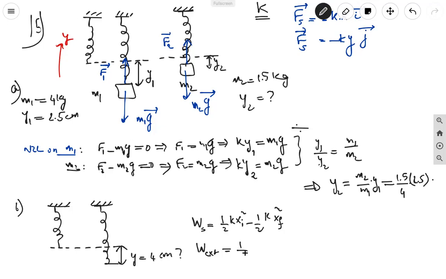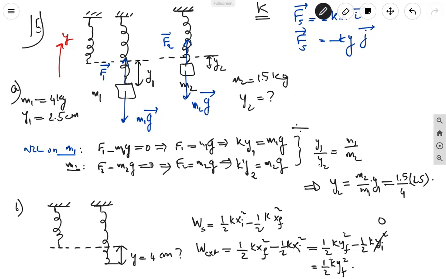And so we can write down W external is nothing else than half K x final squared minus half K x initial squared, where x initial and x final are the initial and the final position of the spring. So in this case, we don't have x, but we have y, because the spring is positioned vertically. So we have half K y final squared minus half K y initial squared. And we know that at the initial position, the spring was unstretched. So this is equal to 0. And so we end up with half K times y final squared.